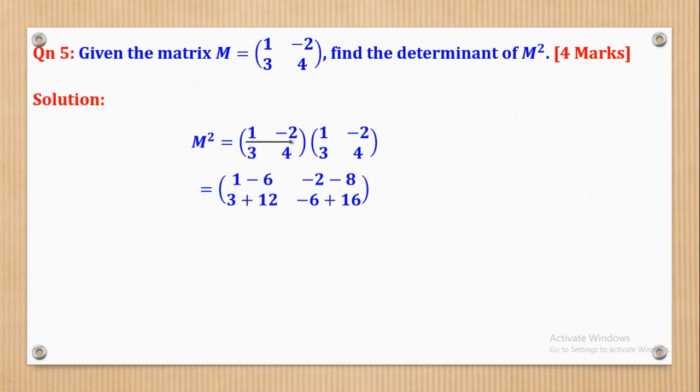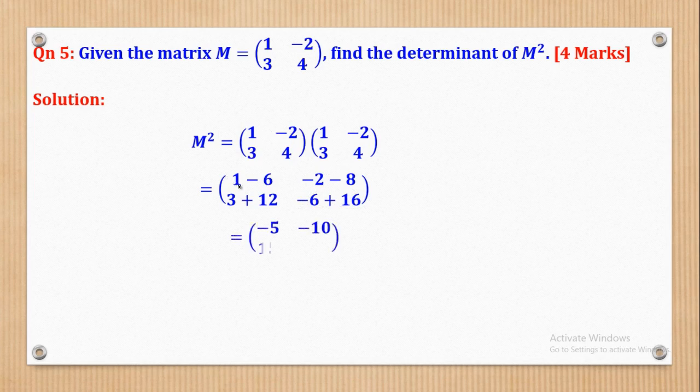So first row and first column, we shall say 1 times 1 to give me 1, which is here. Then negative 2 times 3 to give me negative 6, which is there. So you add the 2 to come up with 1 minus 6. Then first row, second column, it will be 1 times negative 2, which is that, plus negative 2 times 4, which is negative 8. Then second row, first column, 3 times 1 to give me 3. 4 times 3 will give me 12. So we have to add the 2. Then second row, second column, it will be 3 times negative 2 to give me negative 6, plus 4 times 4 to give me positive 16.